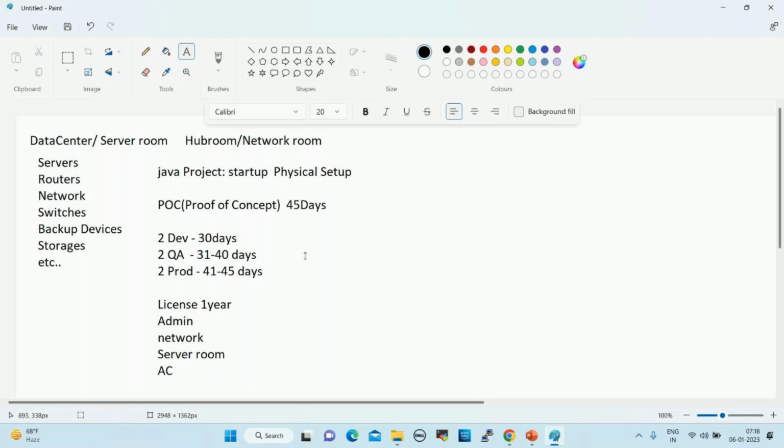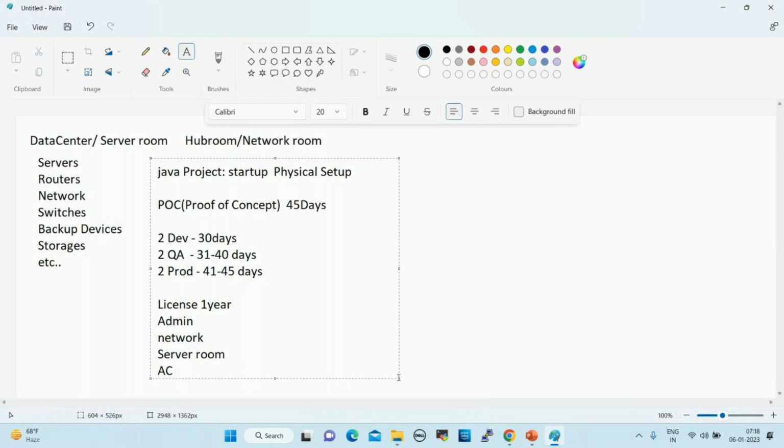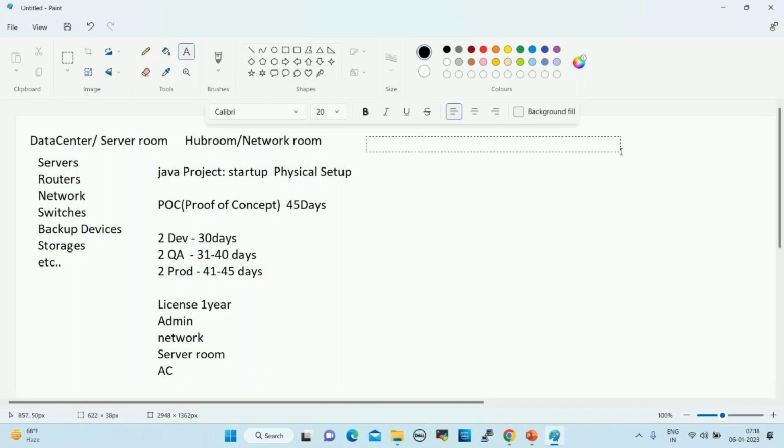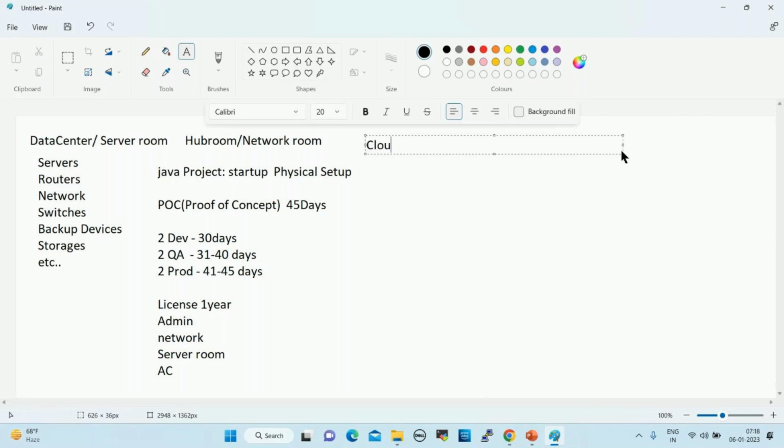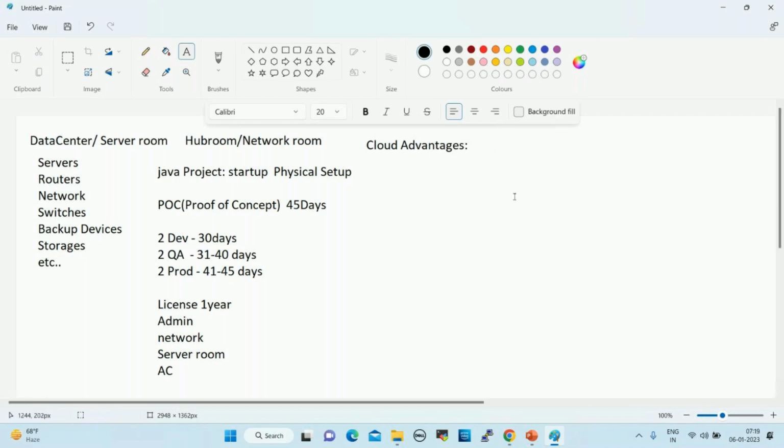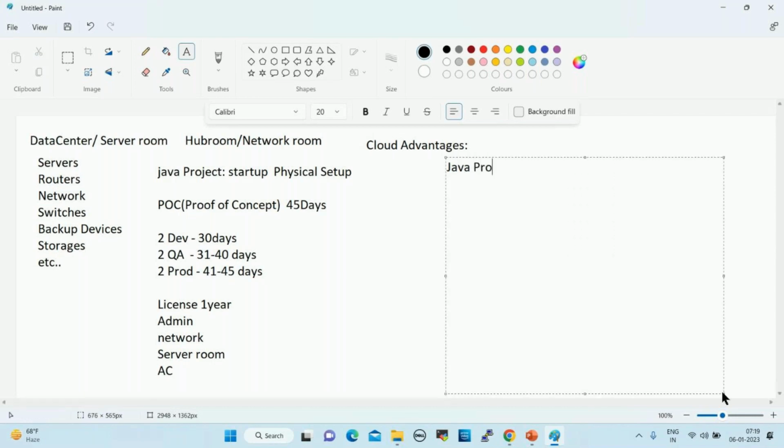Now let us talk about the cloud environment. This was the physical server setup. When we go with cloud servers, what will happen? We'll try to understand. These are the cloud advantages. Same POC, same Java project, same startup company. So here is the cloud server setup.